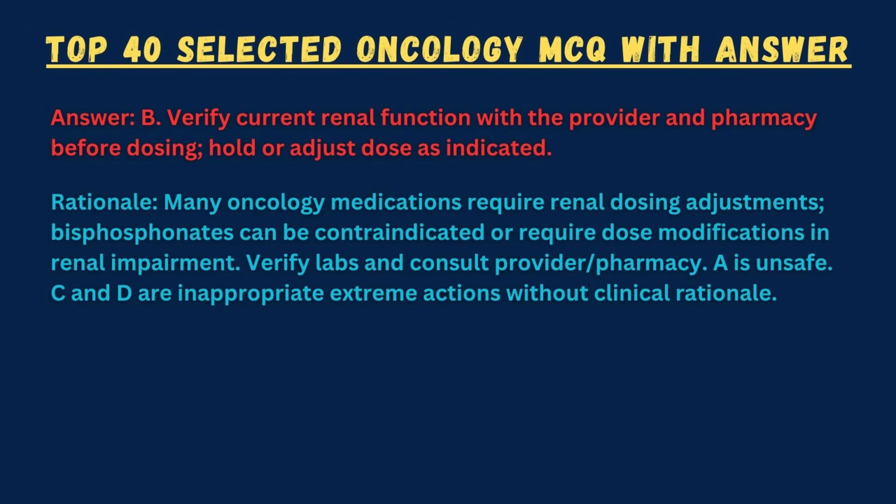Answer. B. Verify current renal function with the provider and pharmacy before dosing. Hold or adjust dose as indicated. Rationale. Many oncology medications require renal dosing adjustments. Bisphosphonates can be contraindicated or require dose modifications in renal impairment. Verify labs and consult provider or pharmacy. A is unsafe. C and D are inappropriate extreme actions without clinical rationale.